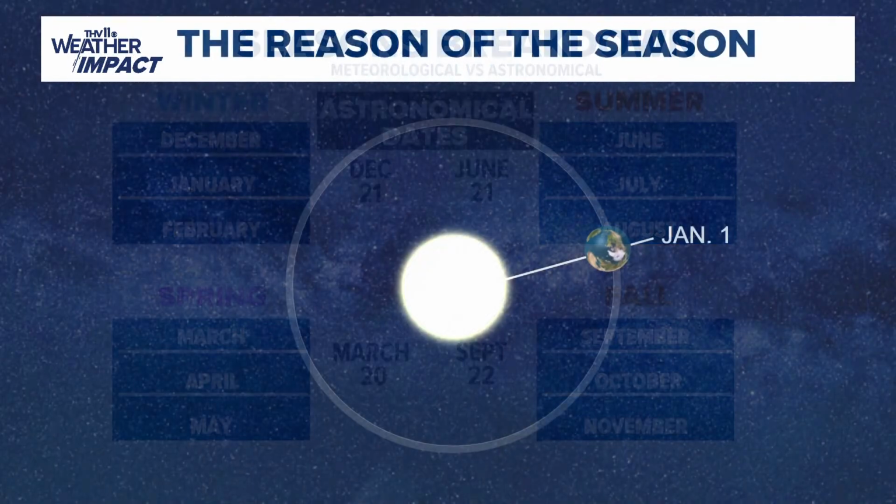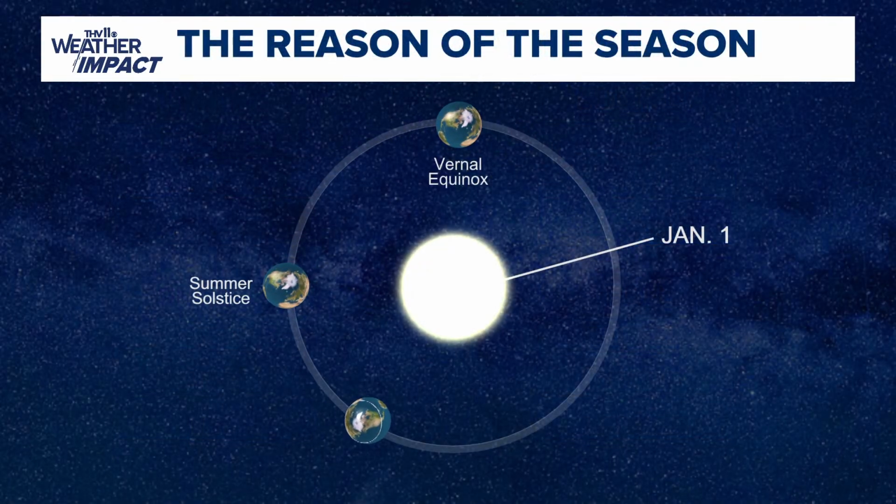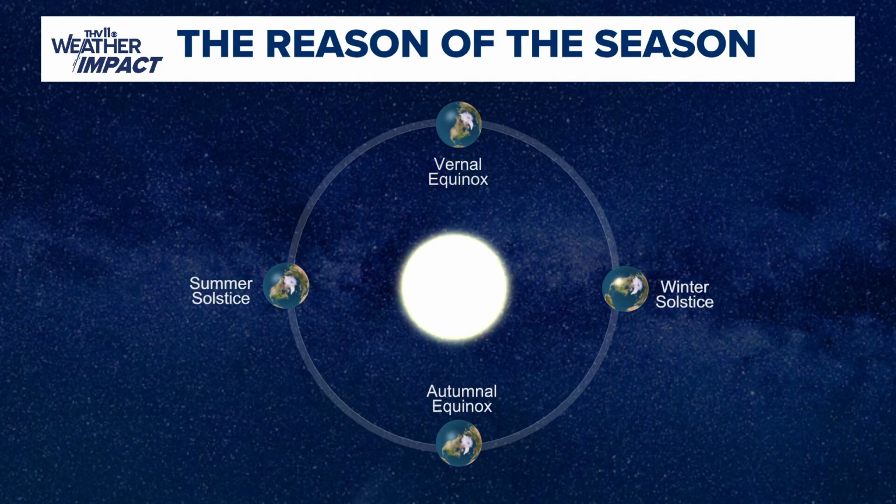Now let's talk about the reason behind the season, and this is basic Earth science. You should know this. It's all due to the tilt of the Earth's axis. Do you know what the exact angle is for that tilt? It's 23.5 degrees.